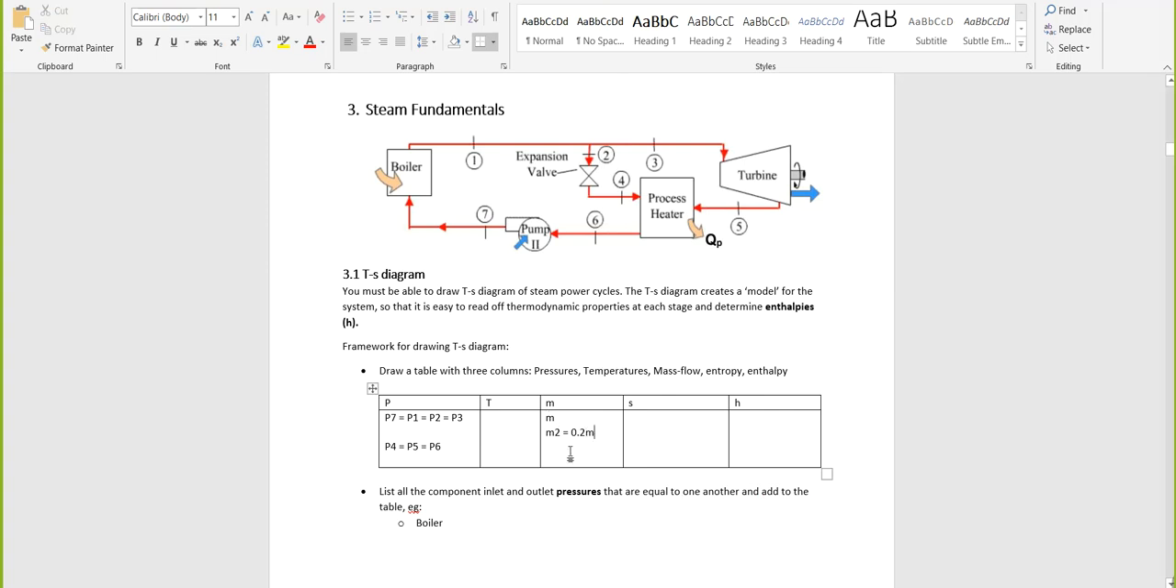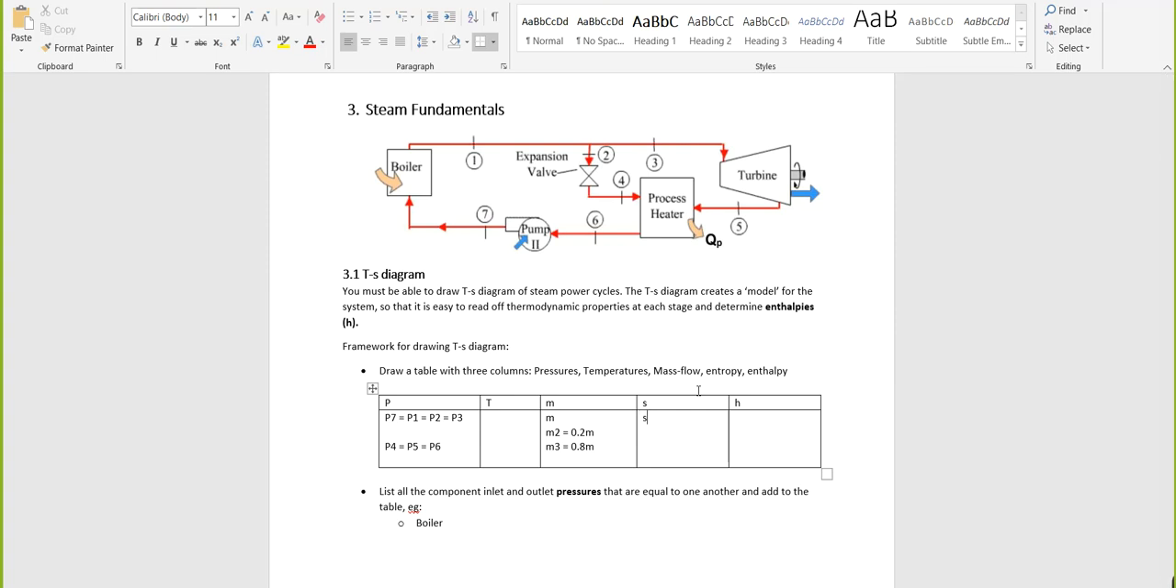So we got M, but this is just an example. Remember that it's not a general case. It's just assuming that mass flow rate 2 is 20% of mass flow rate M. So therefore, mass flow rate 3 will equal 0.8 times the mass flow rate of the system. So M is our mass flow rate of the system. Then we have to look at our entropies.